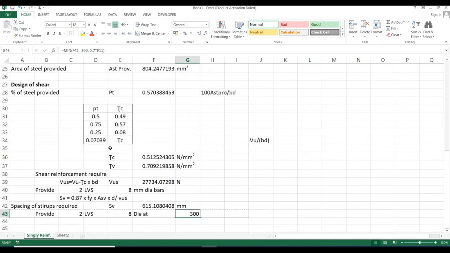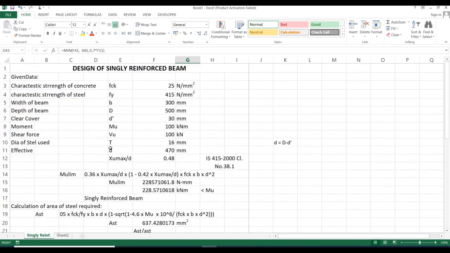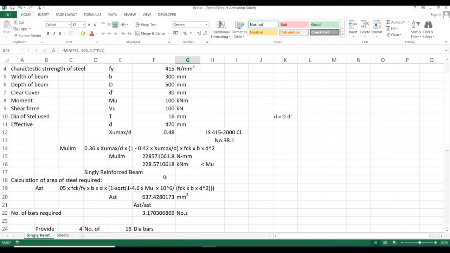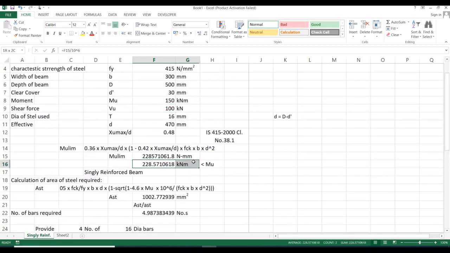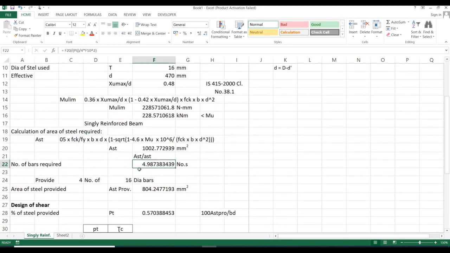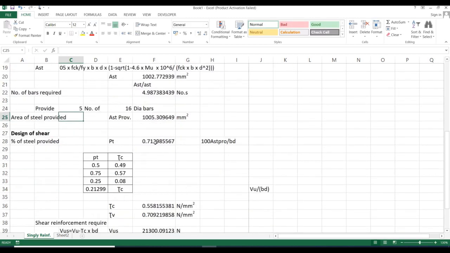This is how you can calculate using the Excel sheet. So using this, if I change this one moment just here, if I got the 150, then again there is no need to calculate once again. You can just check it here. So what is your mu? It is singly reinforced. So Ast, whether you have corrected, it is 4.4. Here you can change it for 5, and Ast is there, and then you go for the PT.